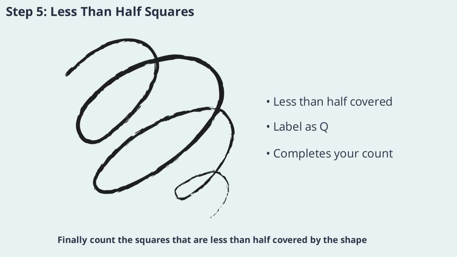Finally, count the squares that are less than half covered by the shape. These are your Q squares. Even though they contribute the least, including them ensures your area calculation is as complete as possible. Add up all the Q squares and get ready to use the formula.